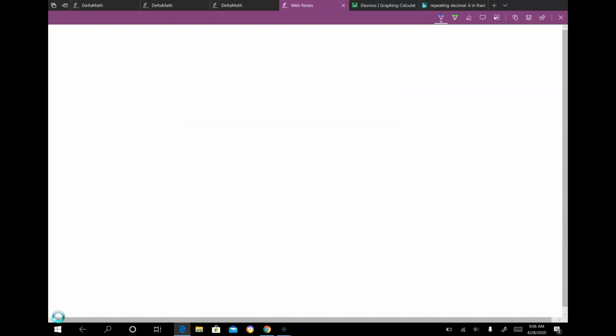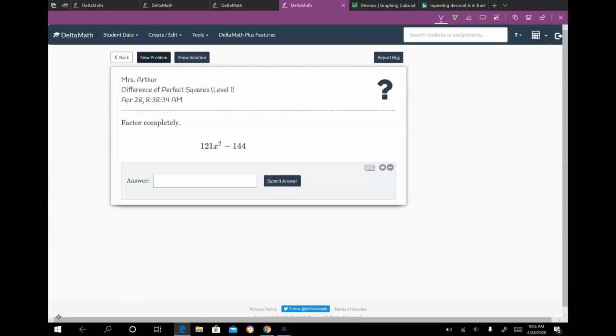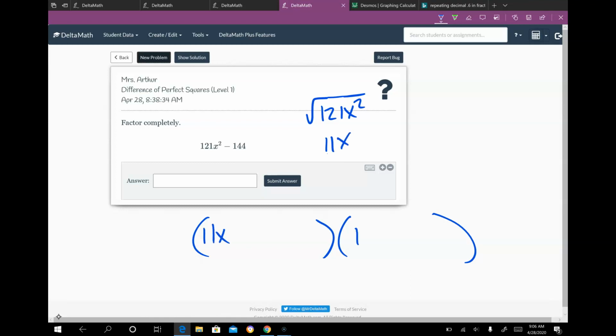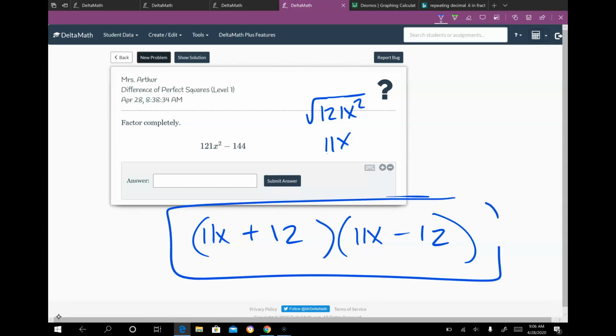So, here we go. I need to take the square root of 121x squared. Well, the square root of 121 is 11. The square root of x squared is x. So this is going to be 11x and 11x. What is the square root of 144? Plus or minus 12. Okay? And that's it. That's all you have to do is just take some square roots, okay?